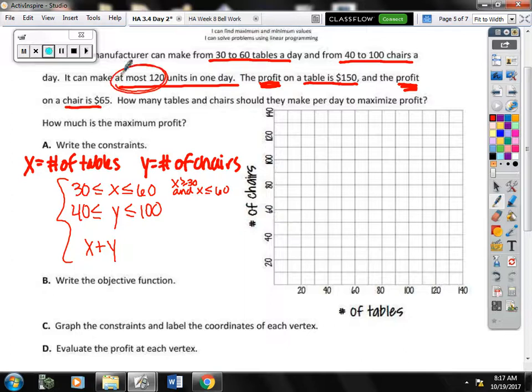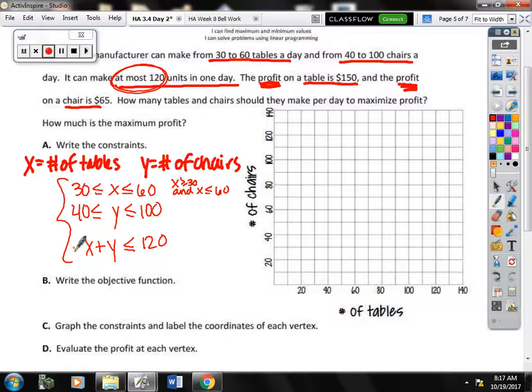Good. I did see a couple of you with greater than or equal to, so be careful. At the very most, it can be 120. So it really is less than or equal to 120. Again, technically you should group these all together, but if you didn't, I wouldn't mark off. But that brace is used to show that they're all the constraints at the same time.